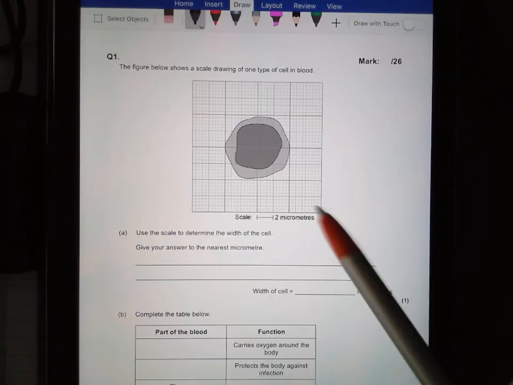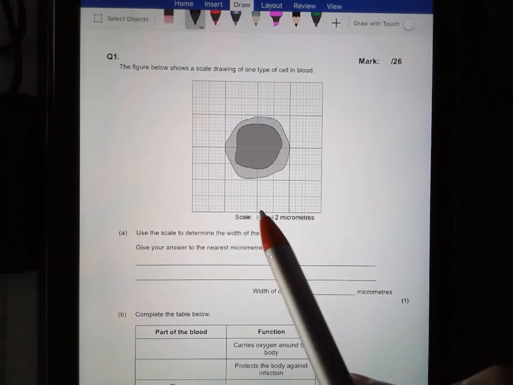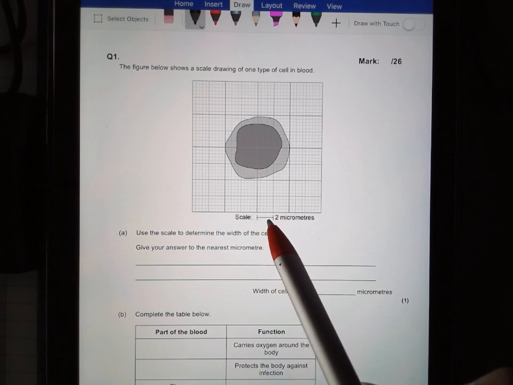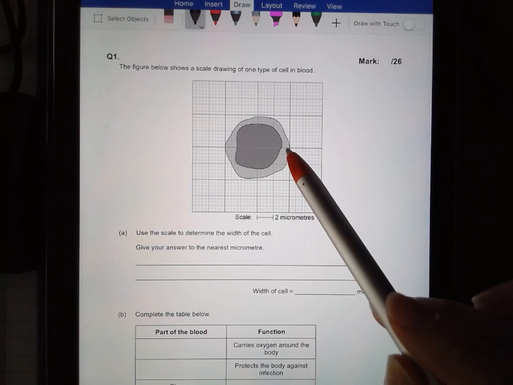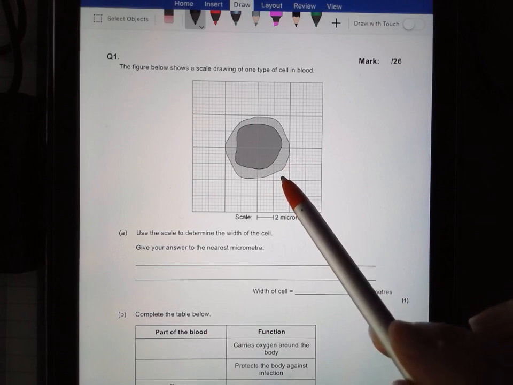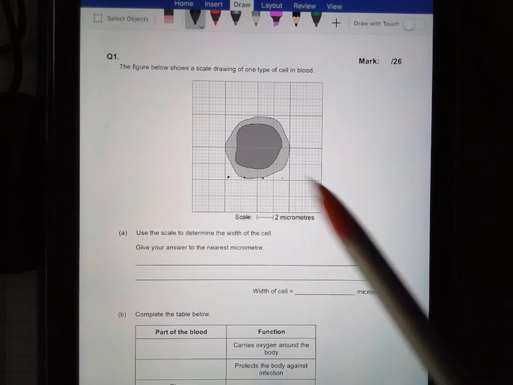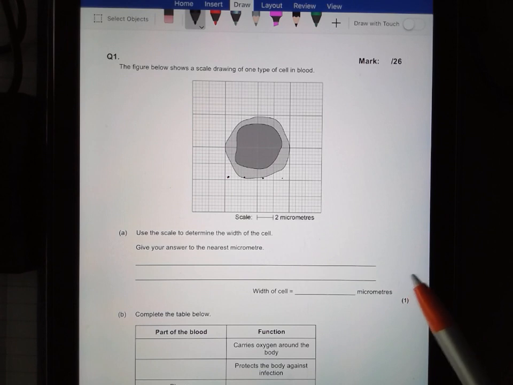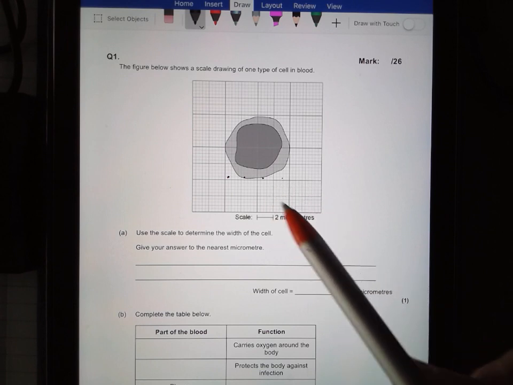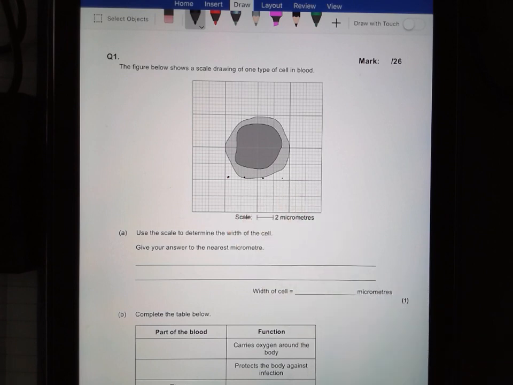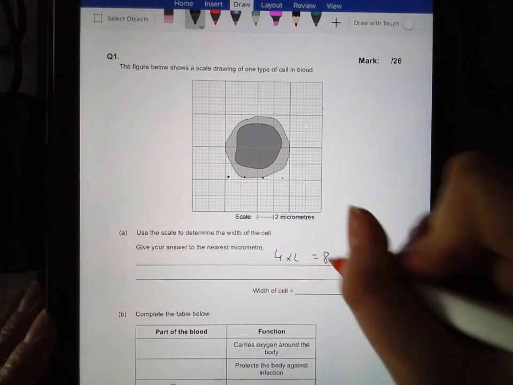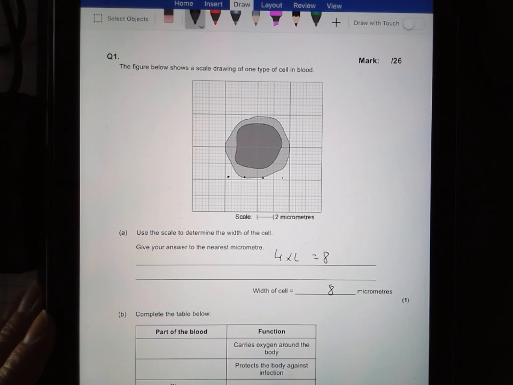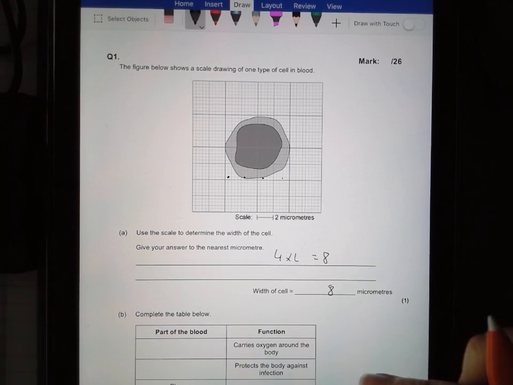So going through the answer, okay, one of these boxes between these 2 grey lines represents 2 micrometers. If I look at the width of my red blood cell, I can see that in total it covers 1, 2, 3, 4 of those boxes. Each box is 2 micrometers. It covers 4 of those boxes. So 4 times 2 is going to be 8. That means the width of my cell is going to be 8 micrometers, and that gets you 1 mark if you got that correct. Okay.